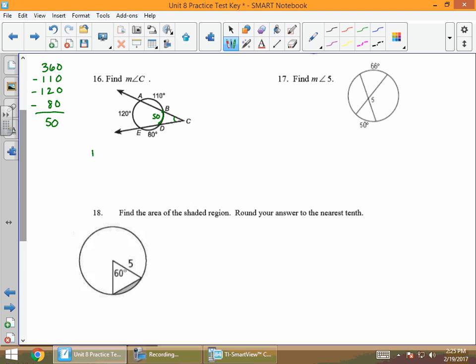So the measure of angle C is half of the difference of these two. So the primary arc is 120. I'll subtract the secondary arc, which is 50. Remember, I'm subtracting because that angle is outside of the circle. If it were inside, you add those two arcs together, but since it's outside, I subtract them. 120 minus 50 is 70, and half of 70 is 35 degrees.